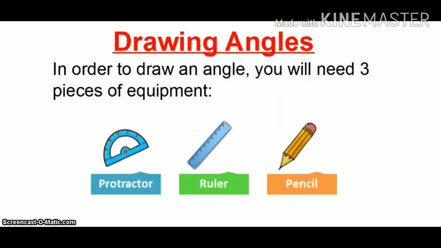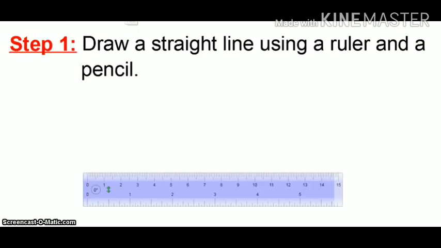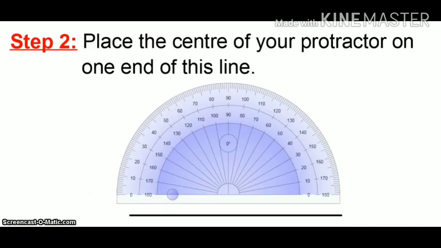In order to draw an angle, you will need three pieces of equipment: protractor, ruler, pencil. All these things are included in your box. Then the first step: draw a straight line using a ruler and a pencil. How can we draw a line? Let's see the video. Yes, like this. And what is step 2?